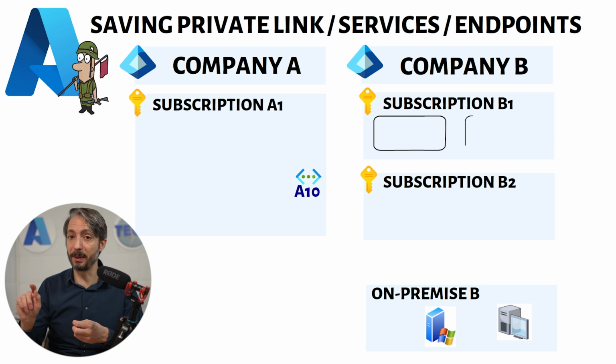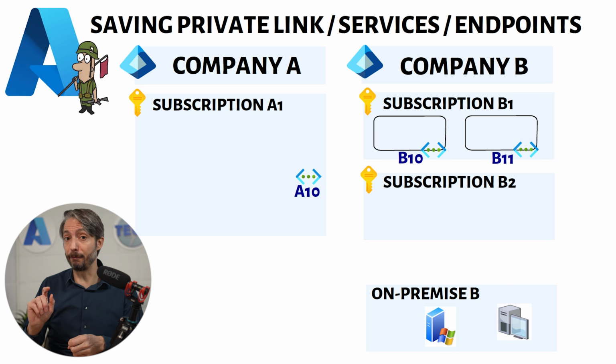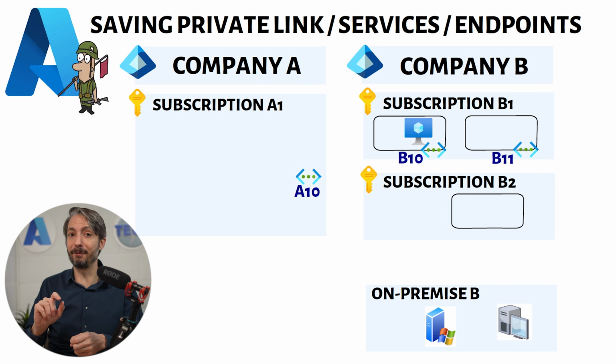In subscription B1, there are two virtual networks, which are called B10 and B11. Inside the B10 virtual network, there's a virtual machine. In the B2 subscription, we have a virtual network called B20. We'll leave it empty for now. So let's look at private endpoint.